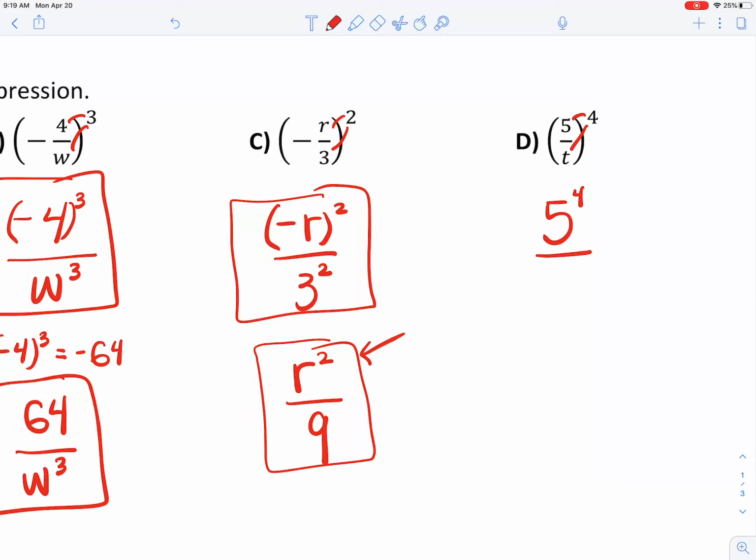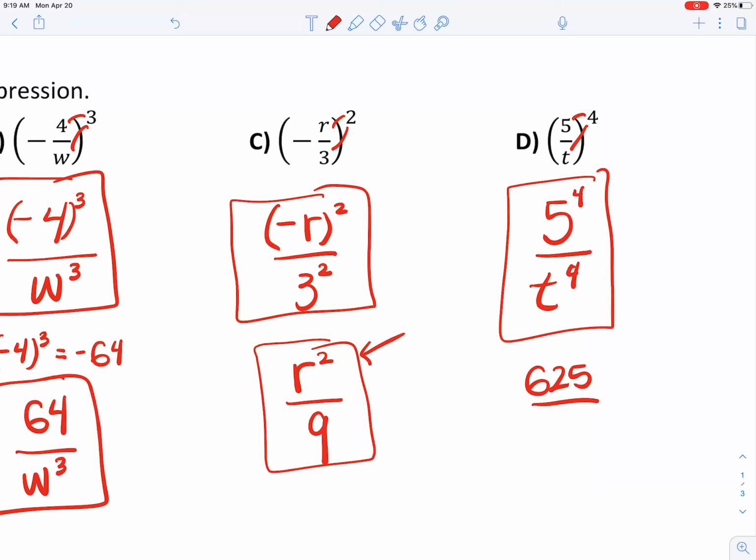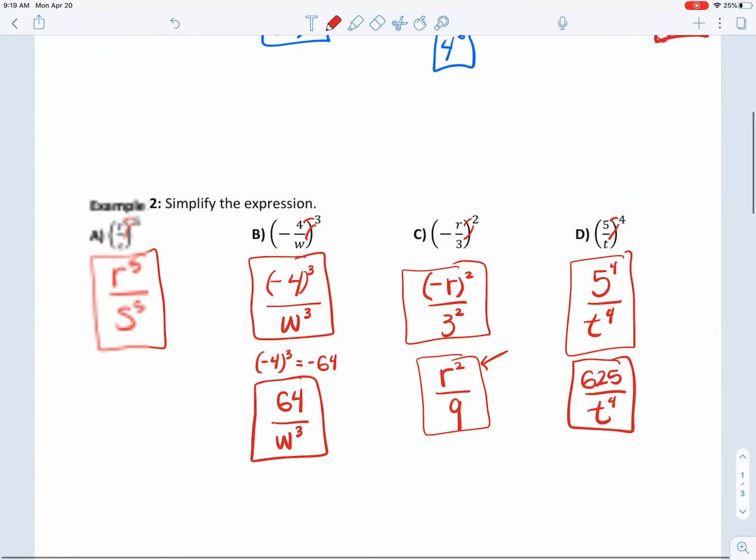Okay, letter D, we're going to distribute that through, so we have 5 to the 4 over t to the 4. And again, you can leave your answer like this, or 5 to the 4 is 625. So either of these two I am okay with.